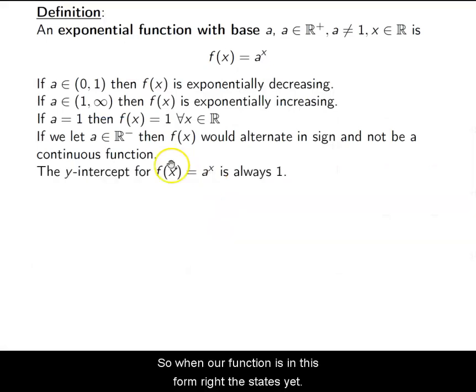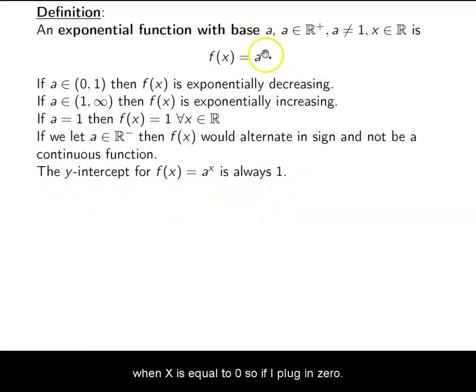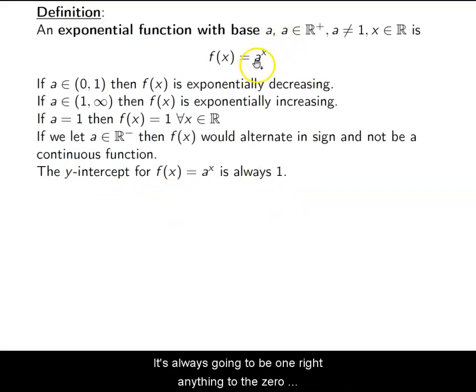Okay, so when our function is in this form, just a to the x, our y-intercept is always going to be 1, right? Because remember what the y-intercept is? It's what happens when x is equal to 0. So if I plug in 0 here, it's always going to be 1, right? Anything to the 0 power is always 1. So my y-intercept for this type of function is always 1.